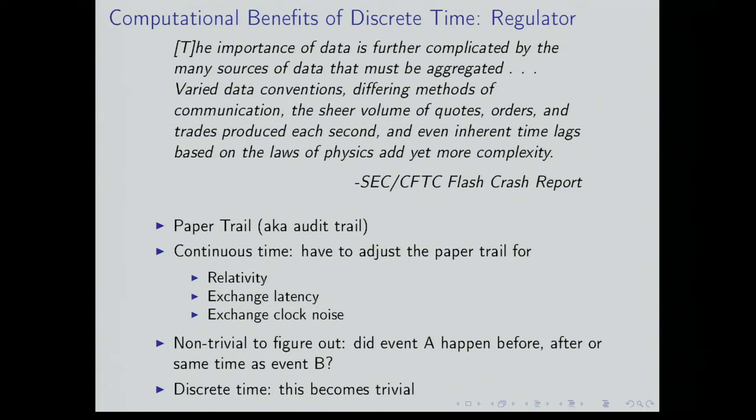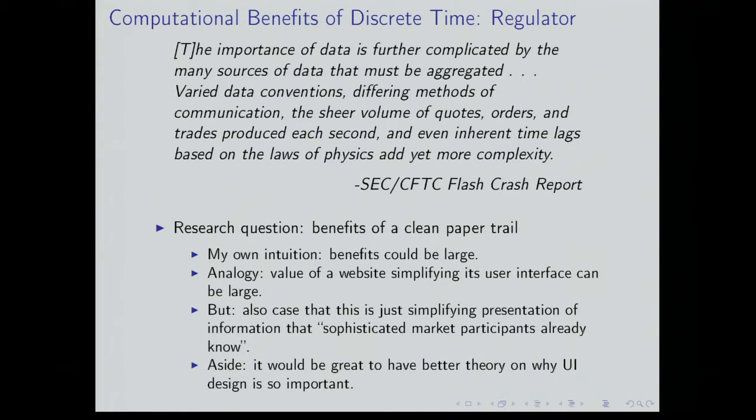For the regulator, discrete time leads to a cleaner paper trail. In continuous time, you have to adjust the paper trail for relativity and clock synchronization mistakes. It's non-trivial to figure out: did this action on this market happen before, after, or at the same time as this action on that market? In discrete time, that becomes trivial. I think the benefit of a clean paper trail is an open question.